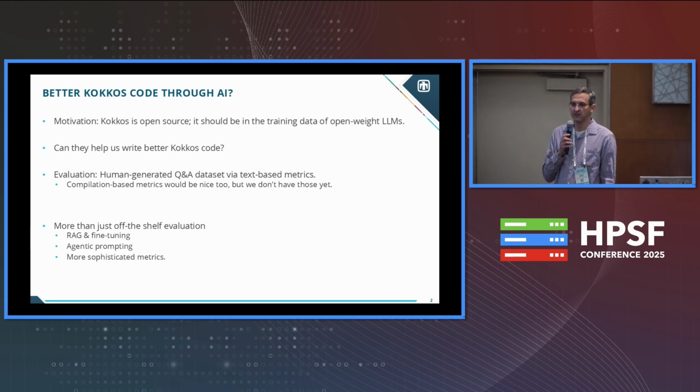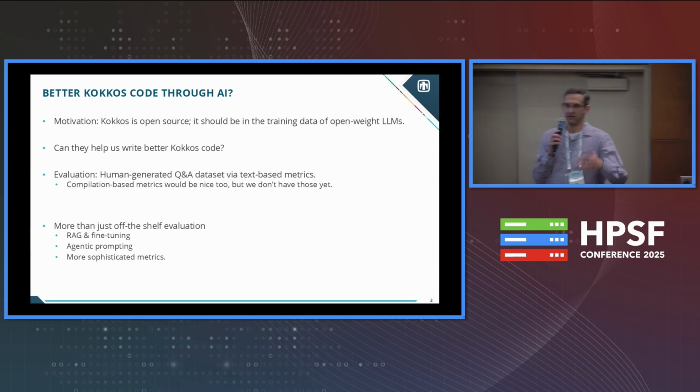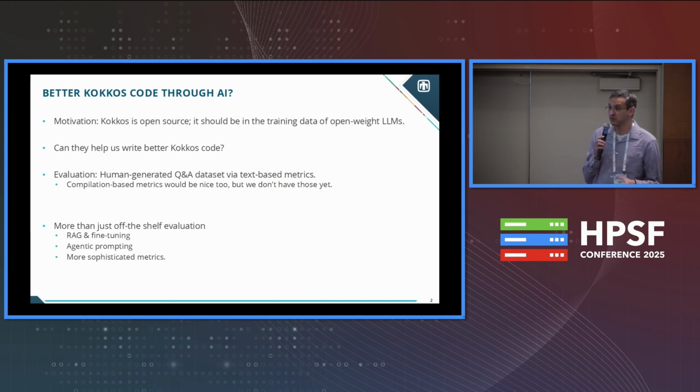So the motivation here is Kokkos is open source, so since large language models have downloaded the entire internet, right, Kokkos should be in there. And that's actually more or less true. There's exceptions, like Apple's OpenELM, no Kokkos. So they're there, but can they help us write better Kokkos code?